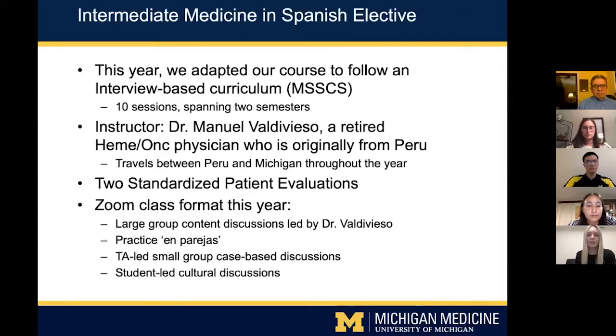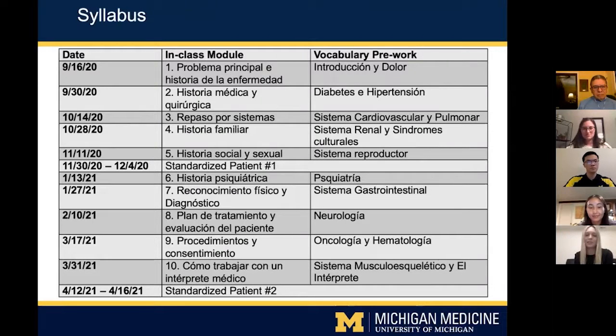This is a little more about the intermediate elective. There are 10 sessions. It's led by Dr. Valdivieso. He's a hem-onc physician. And then there are two standardized patient evaluations. It was run entirely by Zoom this year, which was incredible. This is the syllabus from this last year. You can see that the vocabulary pre-work section follows the M1 curriculum roughly. So it mirrors the M1 curriculum and is best suited to do when you have more free time as an M1.